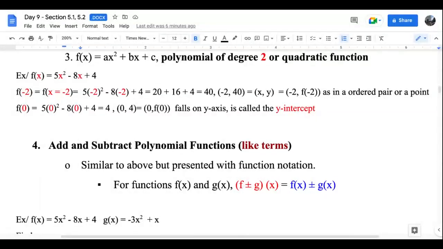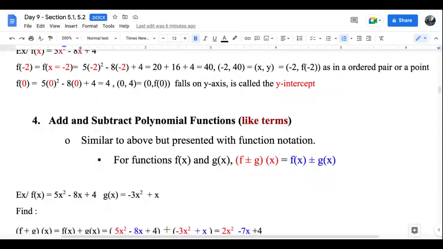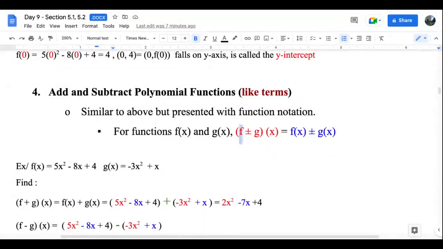Just like we can add and subtract polynomials, we can add and subtract polynomial functions by combining like terms, right? If we have f plus or minus g of x, that equals the function f plus or minus the function g.